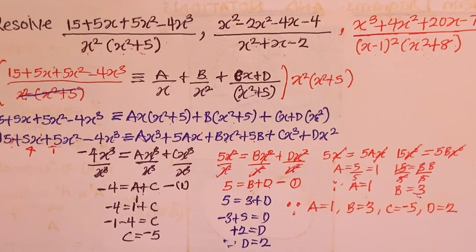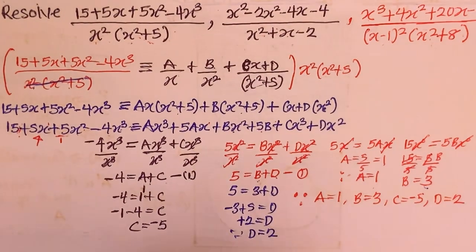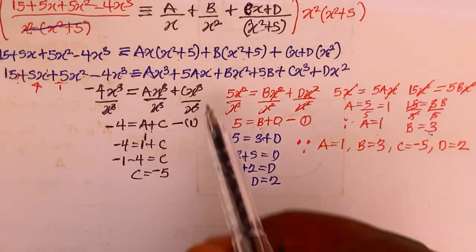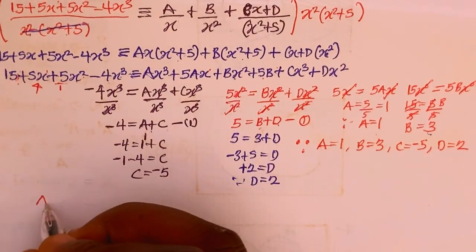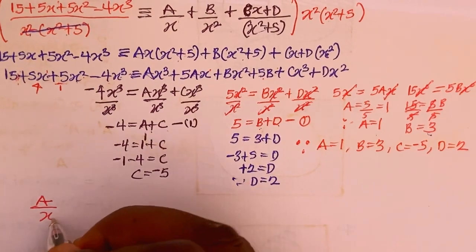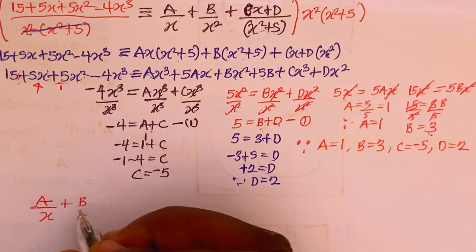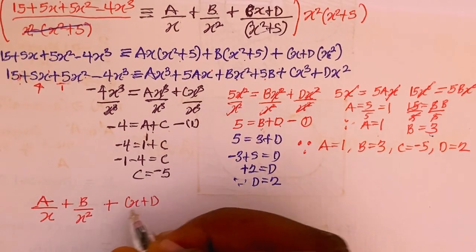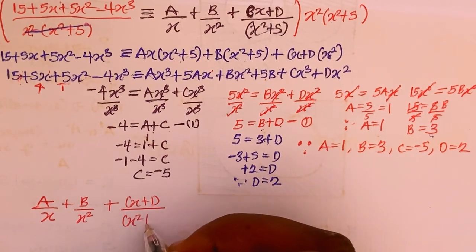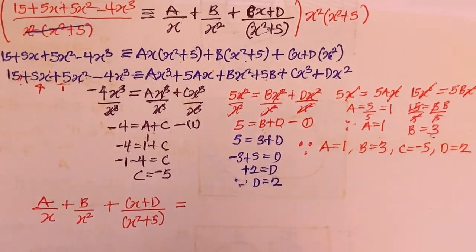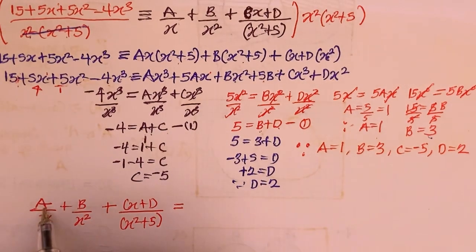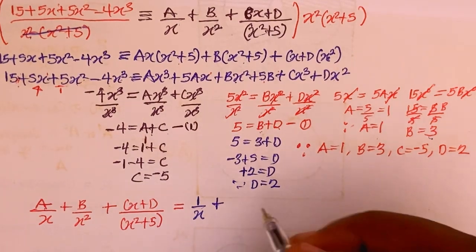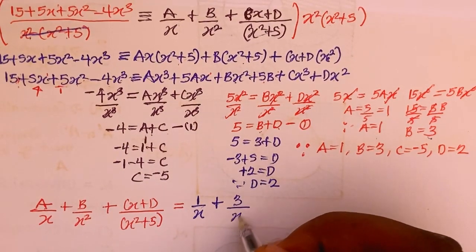So now what is going to happen is that this partial fraction expression, which is equivalent to this, I'm now going to write it as, I will bring down this equivalence, which is a over x, plus b over s squared, then plus cx plus d, divided by s squared plus 5. So this is equal to, now my a is 1, so I'm having 1 over x, then plus my b, which is 3, so this is 3 over s squared.